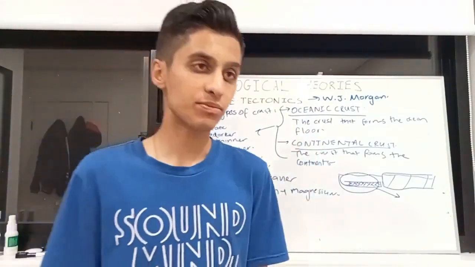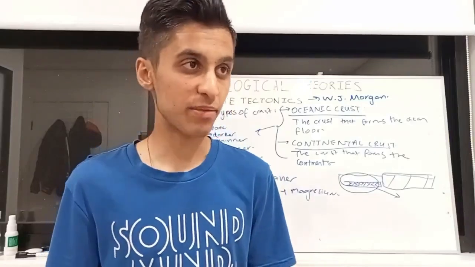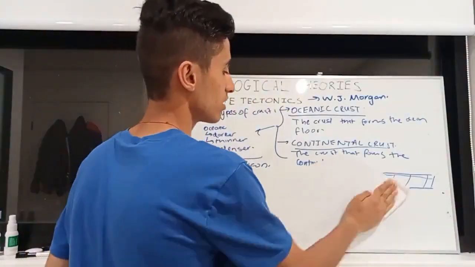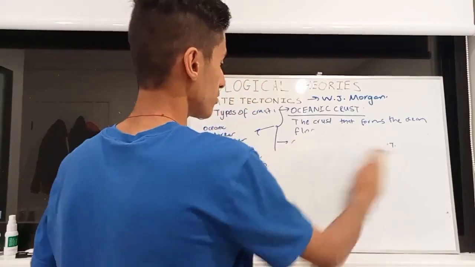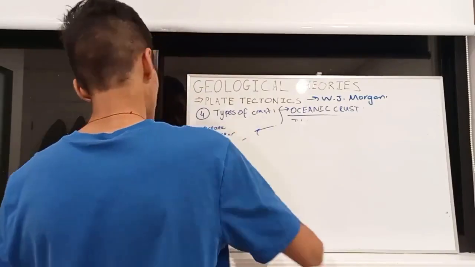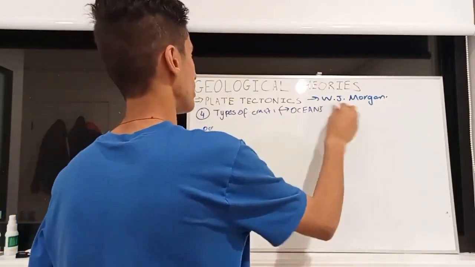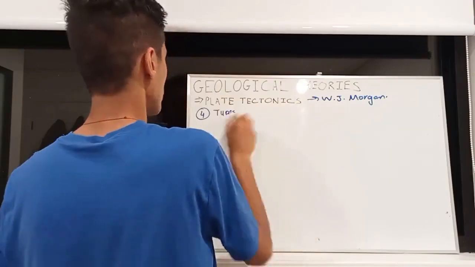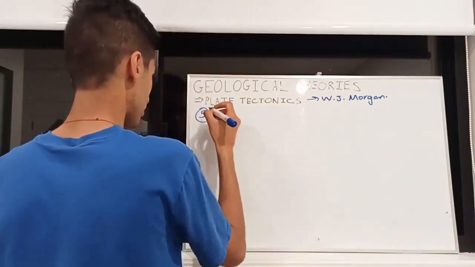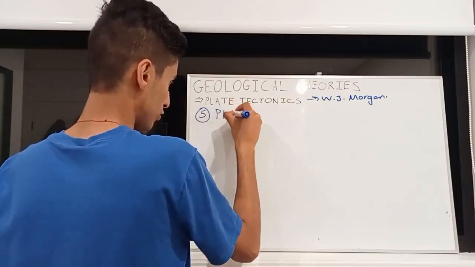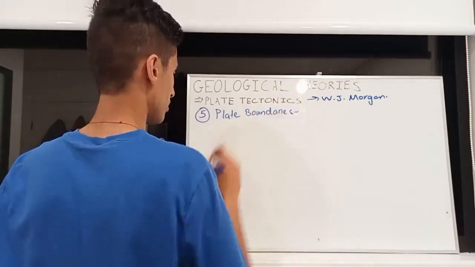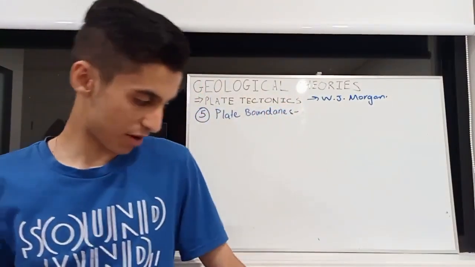So now let's look at the three different types of plate boundaries. As we know from earlier, the three types of plate boundaries are diverging, converging, and transform plate boundaries. So firstly, let's take a look at diverging. So, point 5 of plate tectonics, plate boundaries. Alright, diverging boundary.